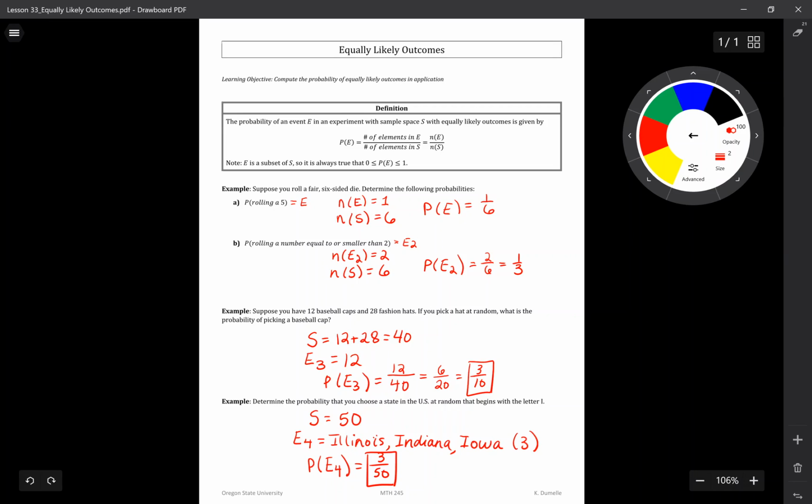So to determine the probability of something when all of the outcomes are equally likely, I take the number of elements in that set that I care about and divide it by the total number of elements in the sample space.